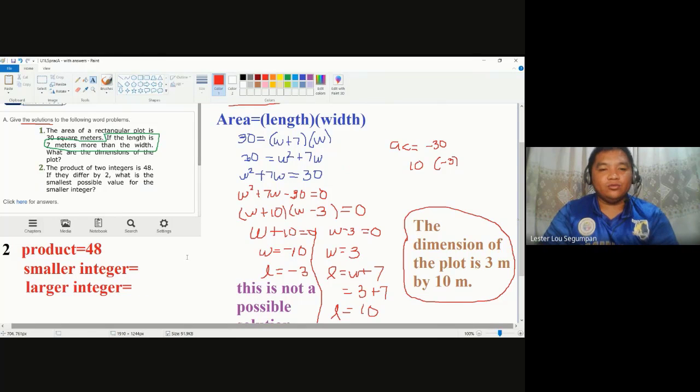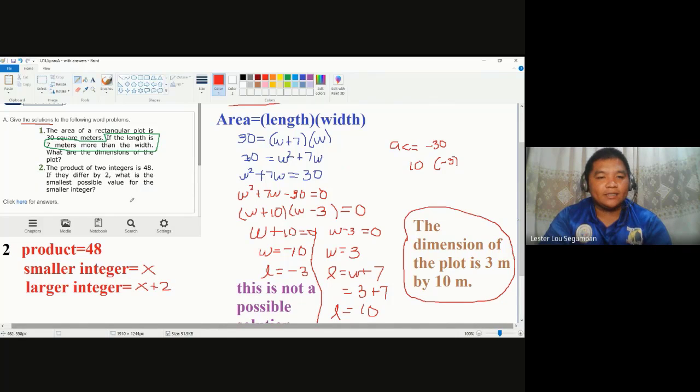They differ by 2. So if we are going to use x for the smaller integer, the larger integer is greater than it by 2, because they differ by 2. Okay, so x and then x plus 2. These are the interpretations for the unknowns: x is the smaller integer, and x plus 2 is the larger integer.